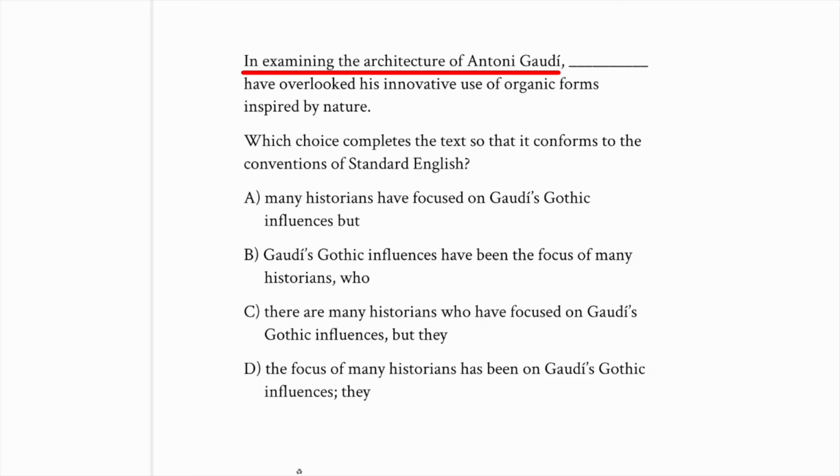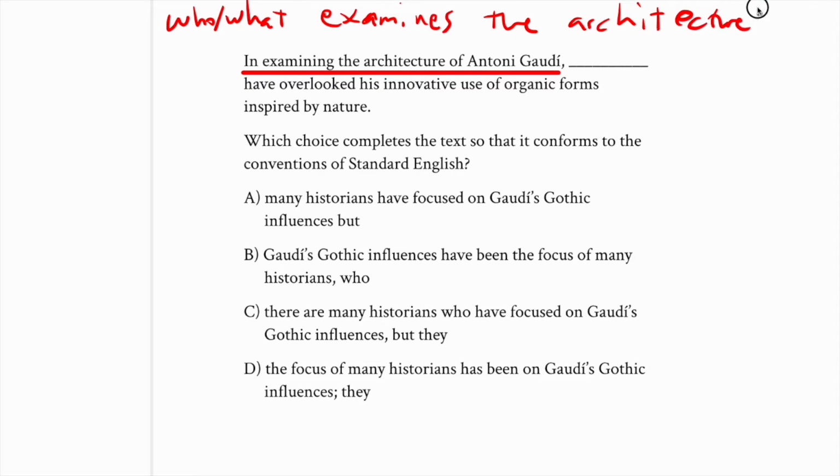Okay, and so what you can do to make these questions easier is to basically take that modifier and turn it into a question. So, who or what examines, that's an A, examines the architecture of this person? Would it logically make sense to say many historians? I think so, but let's check the others.